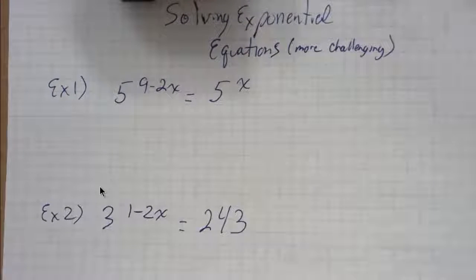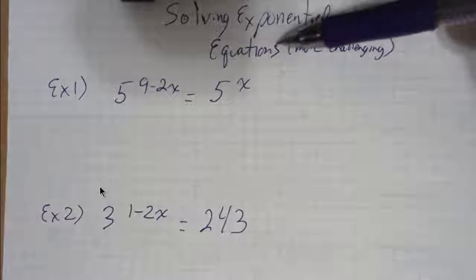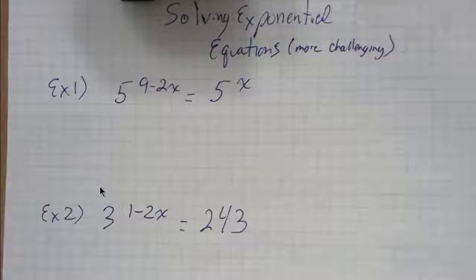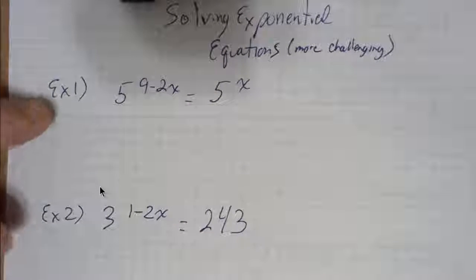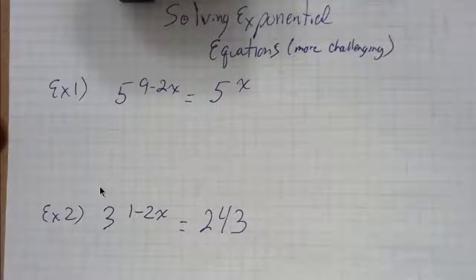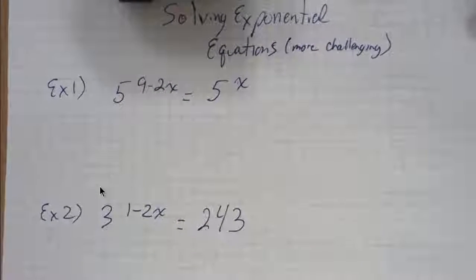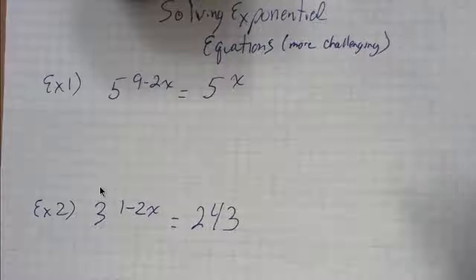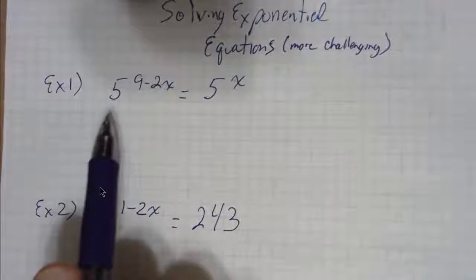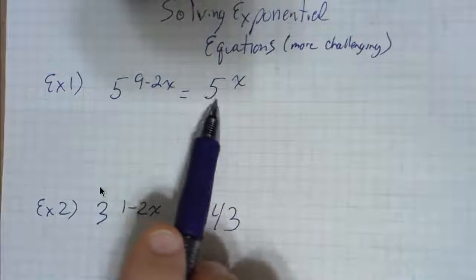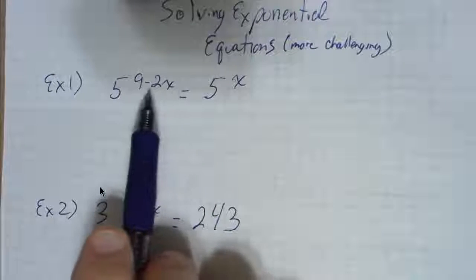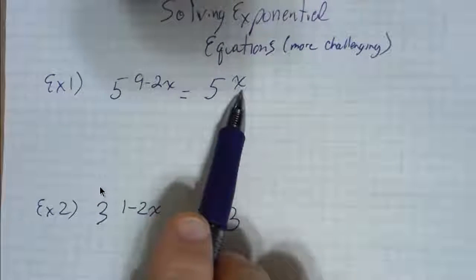Hello and welcome back. For this video we're going to show how to solve some exponential equations, but just slightly more challenging problems. Our first example we have here is 5 raised to the 9 minus 2x power is equal to 5^x. Now just like before, we had to make sure that our bases are the same, and they are, and that means that our exponents are also equal to each other.